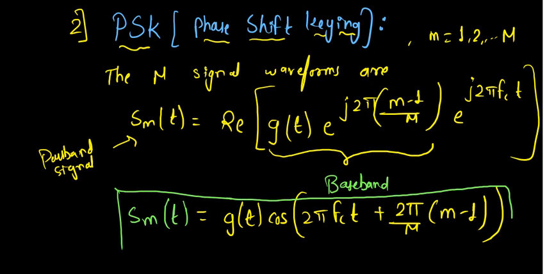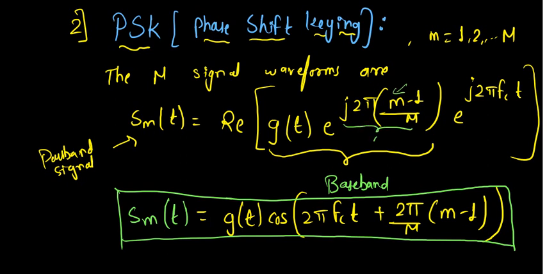Just compare this with how we started for ASK. In ASK we started with A_m into p of t, and then in the most generic form we can write p of t as g of t into cosine. Here we started with g of t into some exponential, because for different values of m we will get different phases, and thus it satisfies our modulation scheme name, phase shift keying, that is, our information is transmitted in the form of differences in phases. We'll see this when we plot the constellation of the same.